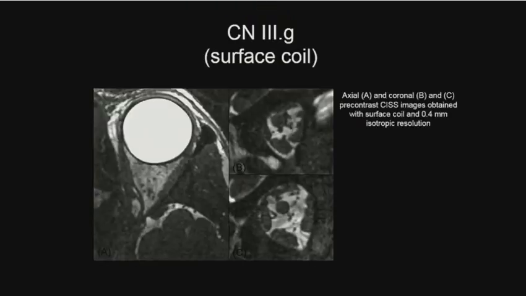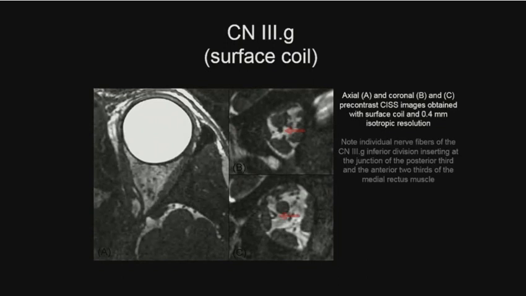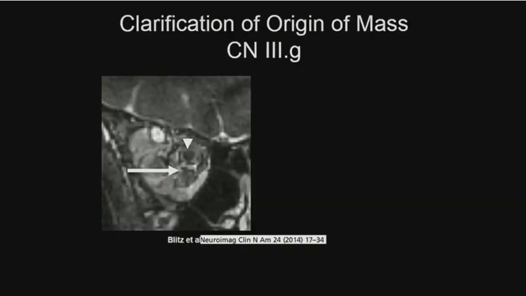In the extraforaminal segment, the nerves are surrounded by fat and different tissues, including the salivary glands. Here, with a high-resolution image through the orbit with a surface coil, you can see the inferior division of the extraforaminal oculomotor nerve just underneath the optic nerve. And here it is in the axial plane innervating the medial rectus muscle.